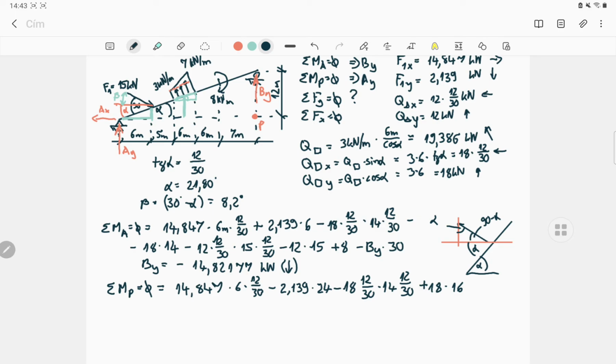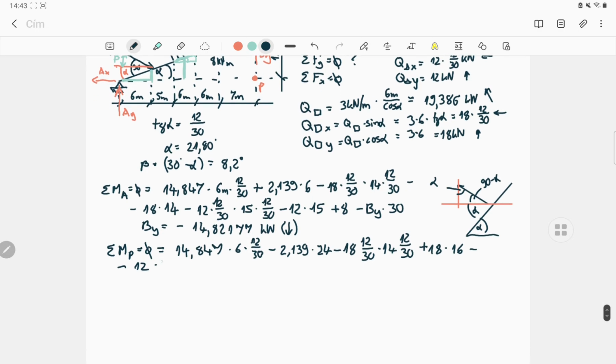The next one is again an X component, so I will copy it. Minus 12 times 12 over 30 times 15 times 12 over 30. Without thinking, I have to copy it. And the next one is a Y component, was minus 12. So I will write now positive 12 times. And the distance is, okay, it's not 15, just don't forget it, but 30 minus 15.